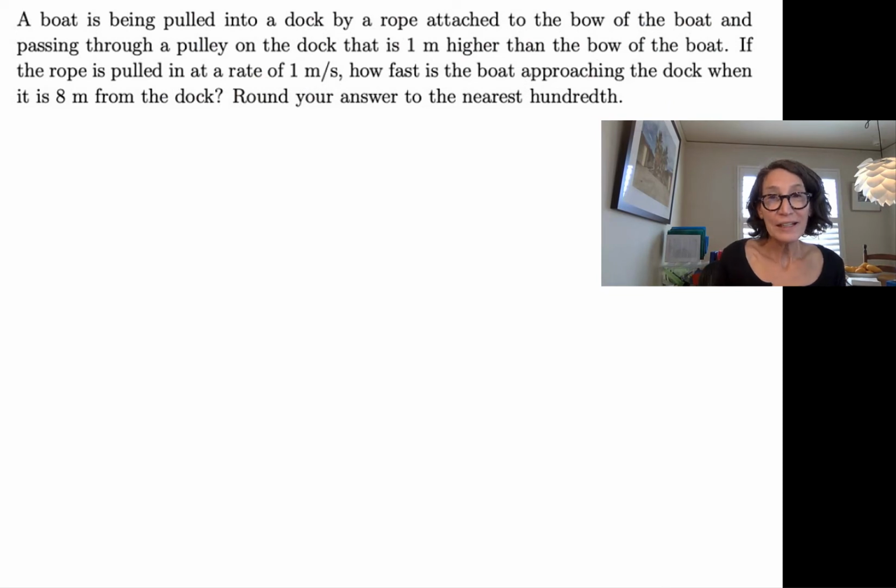You're going to have to read it a couple of times to picture what's going on. And I'm going to read it with you. It says a boat is being pulled into a dock by a rope attached to the bow of the boat and passing through a pulley on the dock that is 1 meter higher than the bow of the boat. That's a pretty complicated sentence, so read it again.